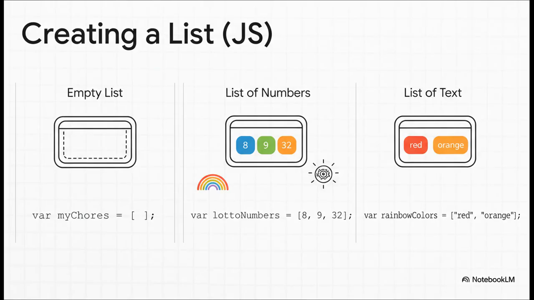And actually making one? It's super simple. You just use square brackets. You can start with a totally empty list and fill it up later, or you can go ahead and preload it with values, like a list of numbers or a list of text for the colors of the rainbow.